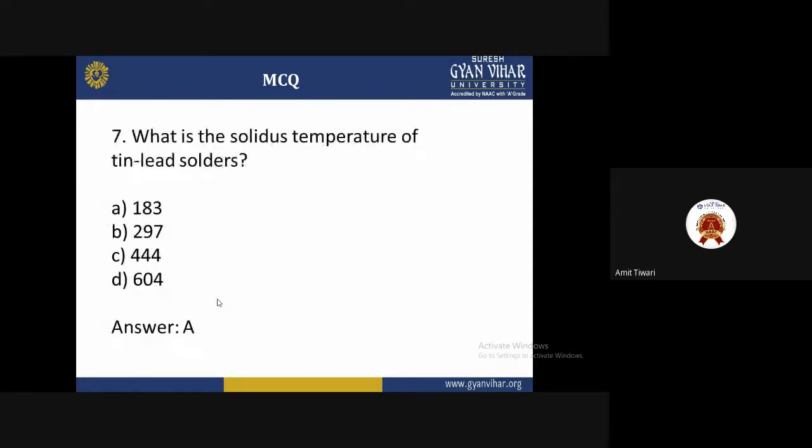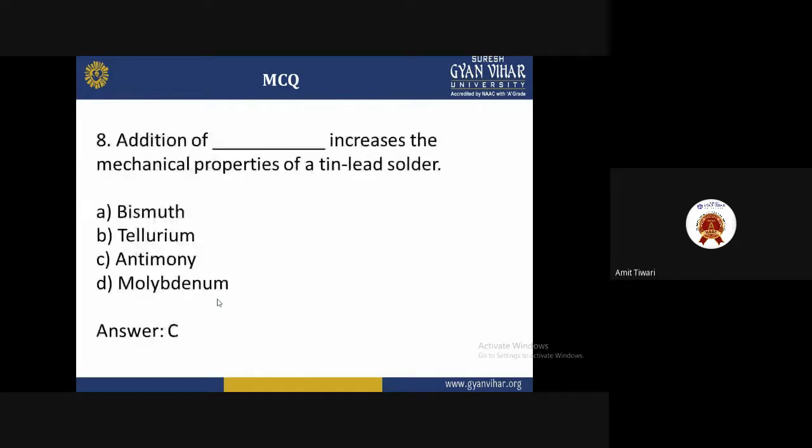Seventh, at what temperature does tin lead solder solidify? Options are 182, 1297, 444, 604. The correct answer is 183 degrees Celsius. Eighth, the addition of dash increases the mechanical property of tin lead solder. The options are bismuth, tellurium, antimony, and molybdenum. The correct answer is C, antimony.